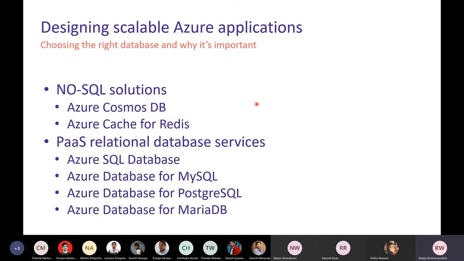Some applications might choose to go with an RDBMS. If so, you have PaaS relational database services offered by Azure, like Azure SQL Database, MySQL, Postgres, or maybe MariaDB. And if you think of going for a document DB or some sort of NoSQL DB, like key-value pairs, there is Cosmos DB to try out, and Azure Cache for Redis. Also, you might come across scenarios where you cannot stick to one particular database. It might be a combination of a relational database like SQL and some sort of document DB like Cosmos DB. There may be some scenarios to use a hybrid approach. So that's it for database selection.